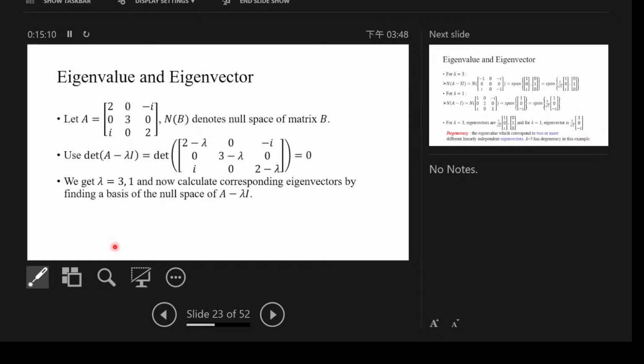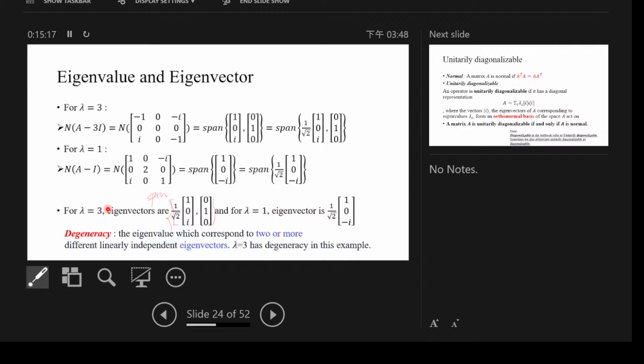When we find eigenvalues and eigenvectors of some matrix, sometimes we will have this degeneracy, where an eigenvalue has more than one eigenvector corresponding to it. Or to be more precise, we have more than one eigenvector that are linearly independent of each other that have the same eigenvalue. When this happens, we say this eigenvalue has degeneracy. In this example, lambda equals 3 has a degeneracy of 2, and its eigenvectors are more like an eigenspace. It's a two-dimensional space. Okay, any questions so far? No. Okay, eigenvalue and eigenvector.